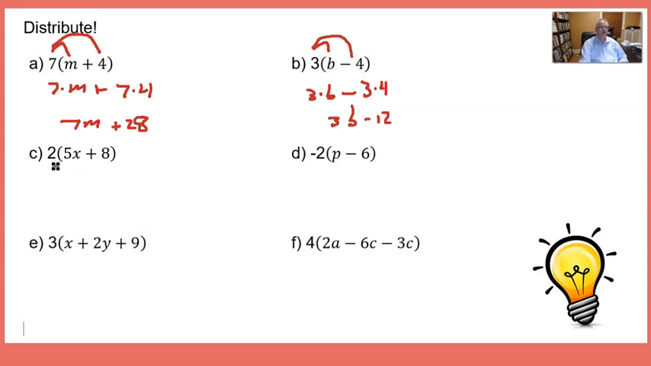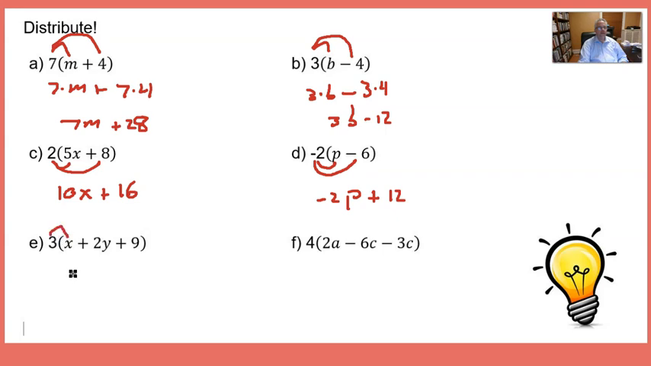Okay. 2 times 5x is 10x. We have 2 8s. 2 times 8 is 16. You gotta be careful. As long as you're careful with negatives, you're going to be all right with this. So we're going to be careful here. Negative 2 times p is negative 2p. Think of this as negative 2 times negative 6. Think of this minus as going with the number. Negative 2 times minus 6 is positive 12. If you do that, you'll be fine at this.